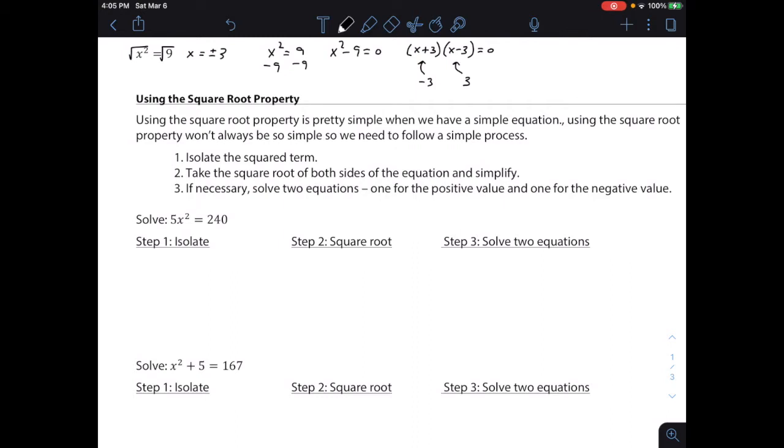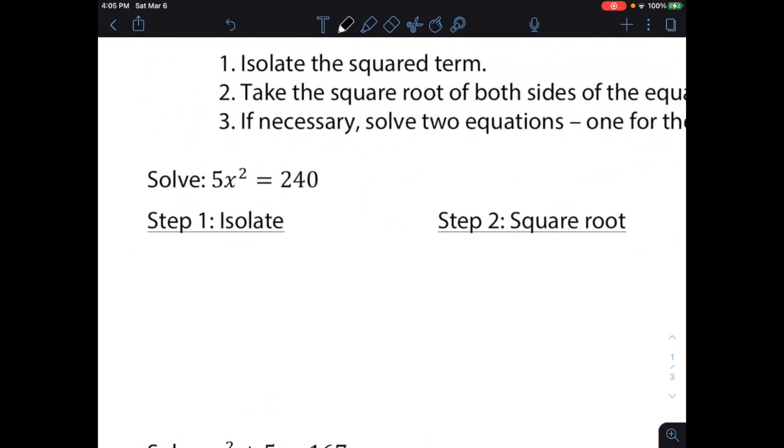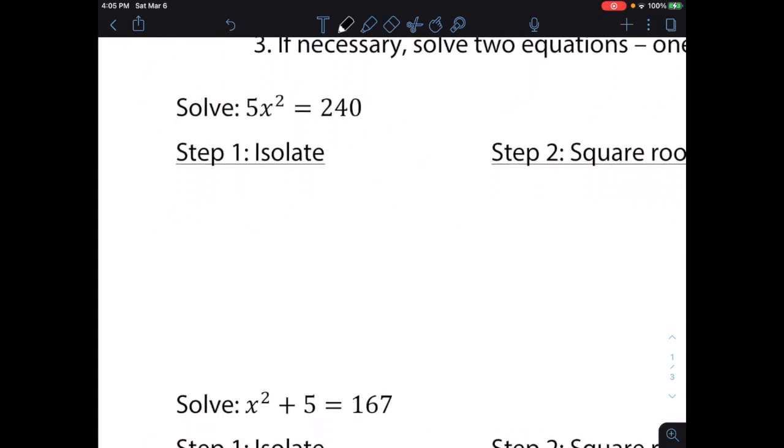So you'll see what I mean. A bunch of these you will not have to solve two equations because there will be nothing left to solve. But some of these you're going to have to solve two equations, and so I'll show you what I mean by that. All right, so if we look at this first one, 5x squared equals 240.